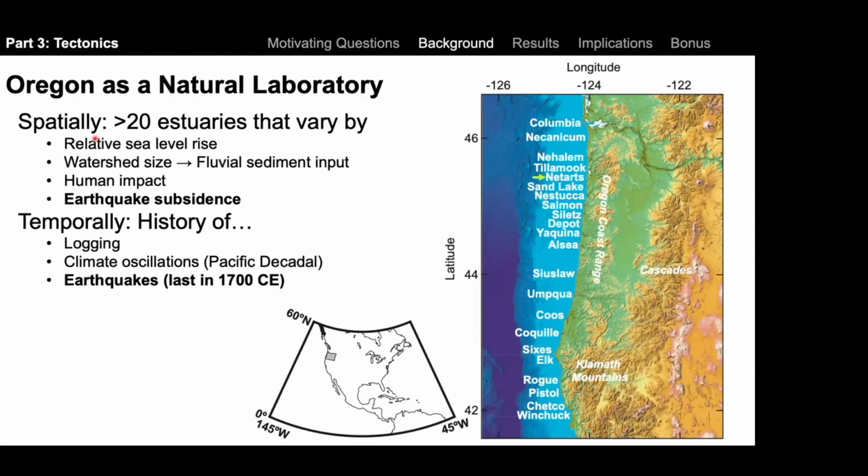So I would like to be able to set up Oregon as an ideal natural laboratory experiment to test the combined influences of different amounts of co-seismic subsidence and pluvial sediment supply on the rate of salt marsh equilibrium reestablishment. Basically, how long does it take for the marsh to grow back? But this is a methodological proof of concept, so we're just going to focus on one salt marsh.